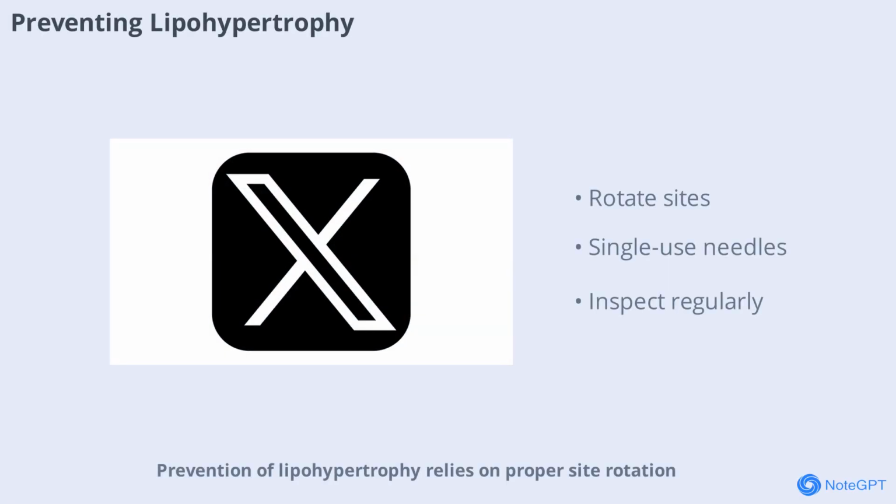Prevention of lipohypertrophy relies on proper site rotation, using single-use needles, and regularly inspecting and palpating injection sites. Patients should avoid injecting into areas that are already thickened, lumpy, or have visible changes. Education on these preventive measures is crucial for maintaining healthy skin and ensuring effective insulin therapy.